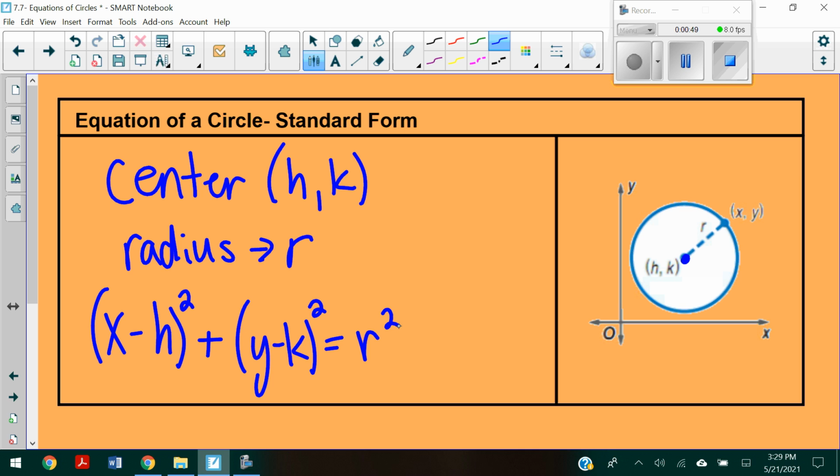And this looks like the distance formula, which it should, because the radius is the distance between the center and a point on the circle. So don't write this, but if you take the square root of both sides, you get the radius equal to the distance between your center and a point on there. When we put this into a written equation, we leave x and we leave y, just like when we write slope form, y equals mx plus b.